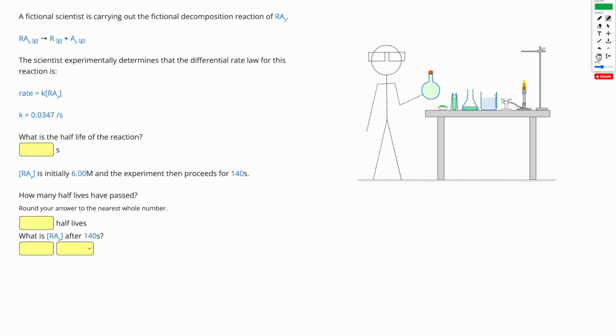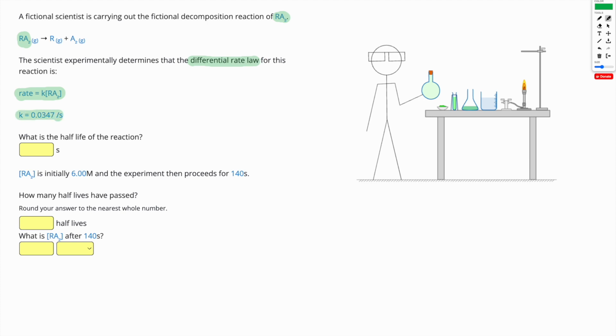In these questions, we're just looking at first order reactions. This question's about the fictional decomposition of Ra2, which we can see in our chemical equation there. We're told that the scientist experimentally determines the differential rate law and gets rate is equal to K multiplied by the concentration of Ra2. So that is a first order equation as expected. We're also given the rate constant K.